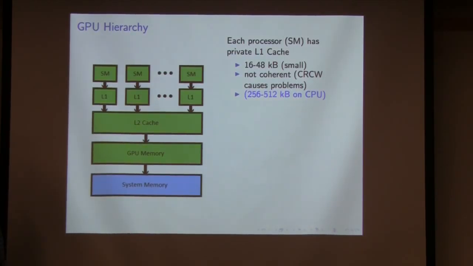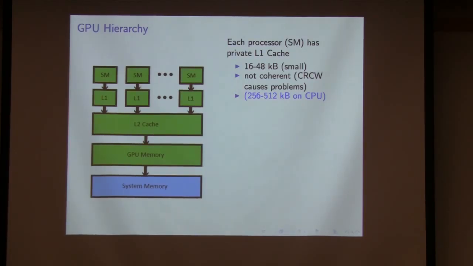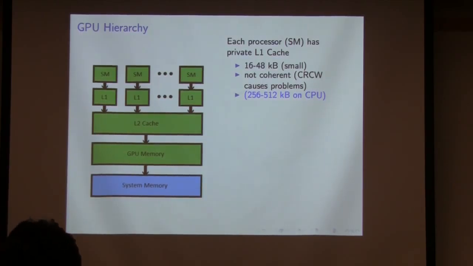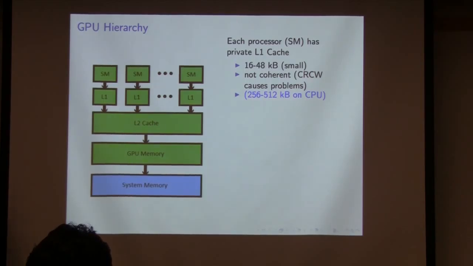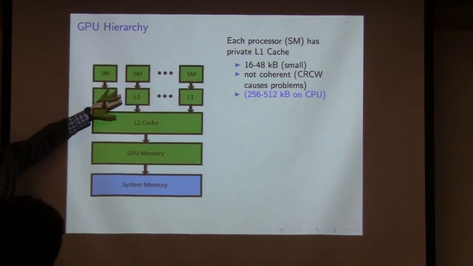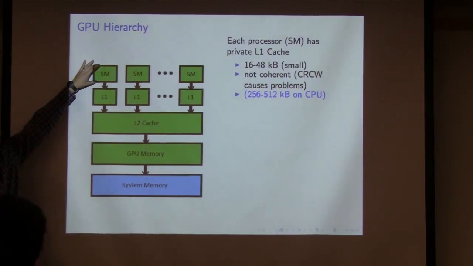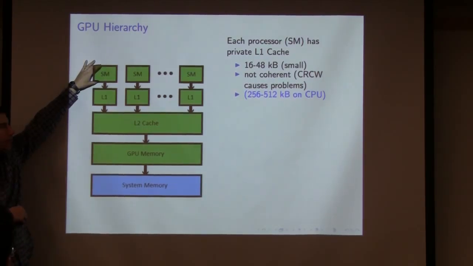Each of the L1 caches is going to be pretty small, only 16 to 48 kilobytes of data. So what does SM stand for? A stream processor. It doesn't really have to do with streaming as we did earlier, but that's what they're called. So this is going to be another part of the hierarchy. This is the top part of the hierarchy. There's going to be more hierarchy captured within each of these SM boxes.